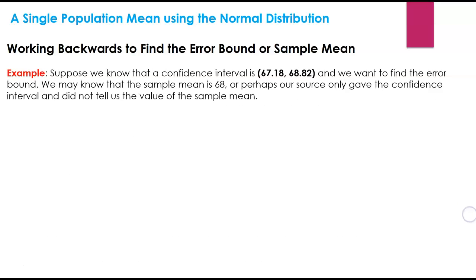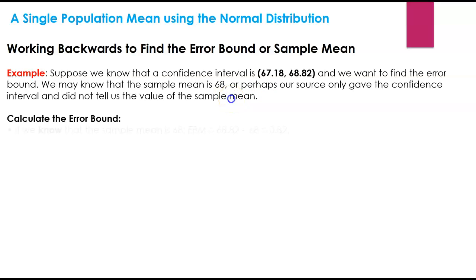Here's an example. Suppose we know that the confidence interval is 67.18 to 68.82 for some data set, and we want to find the error bound. We may know that the sample mean is 68, or we may not. Or perhaps our source only gave the confidence interval and did not tell us the value of the sample mean, so we'll calculate both ways.